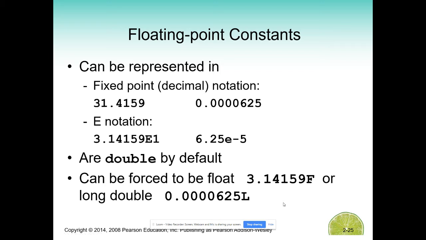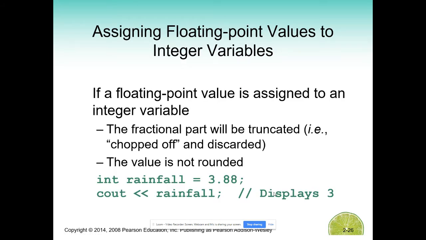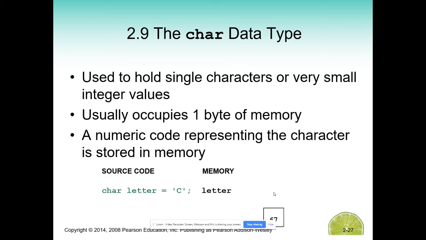Floating point constants can be represented in fixed point decimal notation, or you can represent it in scientific notation. Double is the default, but can be forced to be float if you want it. And that's why people go with the double. It's easier, so that in case you needed more decimal places, you can still hold it there. But remember, it's taking more space in the memory, in the RAM. If a floating point value is assigned to an integer variable, the fractional part will be truncated, chopped off and discarded. So that's what they try to avoid. So sometimes we say, you know what, let's just use a double.